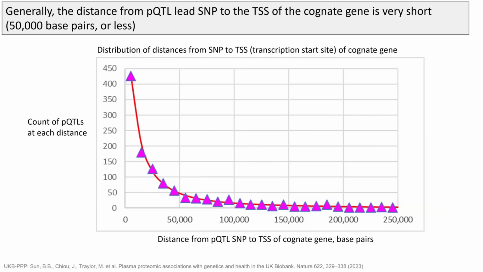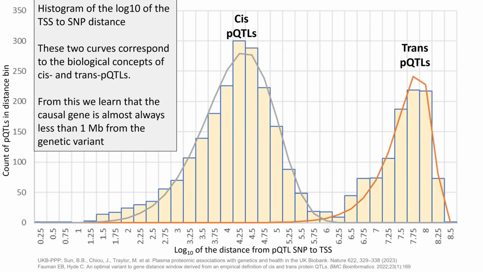So this graph would have to be 1,000 times larger. So if instead we just take the log of the distances, so now 1 million base pairs is 6, right? And 10 million base pairs is 7. What you actually see are these two different humps when you look at all the distances. And again, that was the observation that we put into the Fauman and Hyde paper.